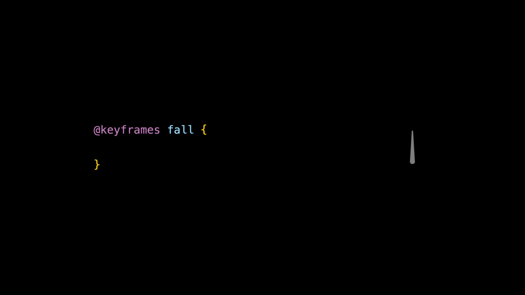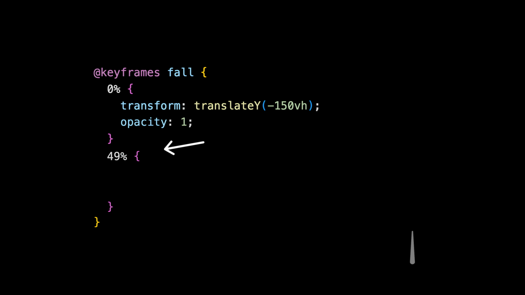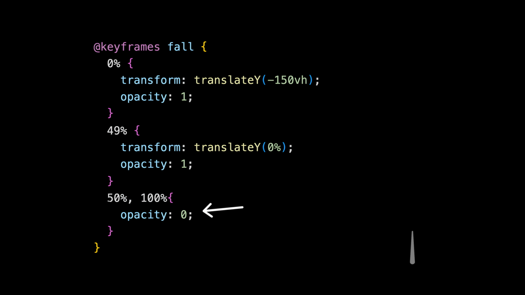We start with the drop falling animation. At the beginning, the drop is positioned above the screen, so we translate it upward and keep it visible. Only the first half of the animation is used for the fall, so by around 49%, the drop reaches the bottom. After that, for the remaining duration, we simply hide the drop by setting its opacity to 0.